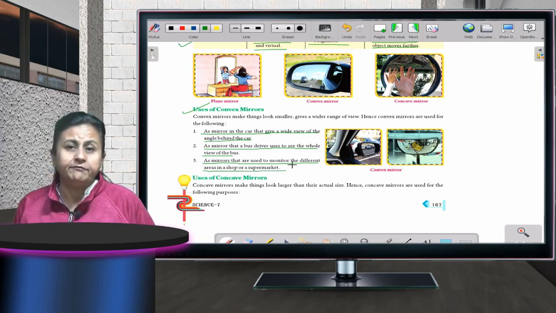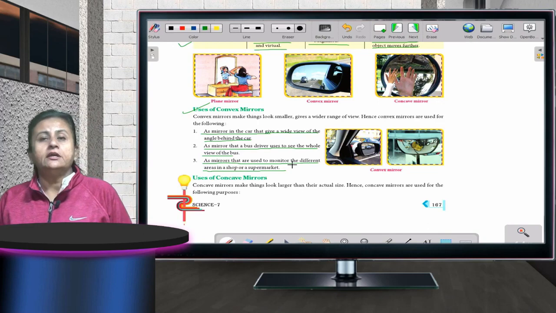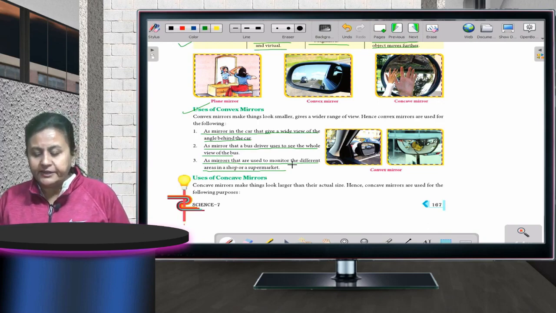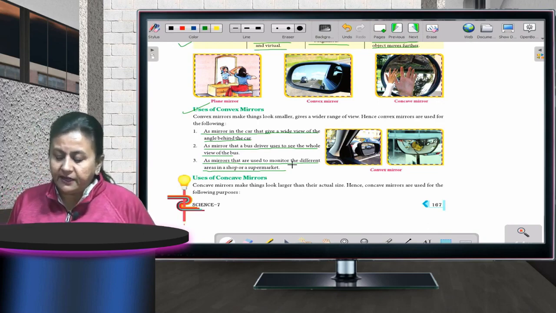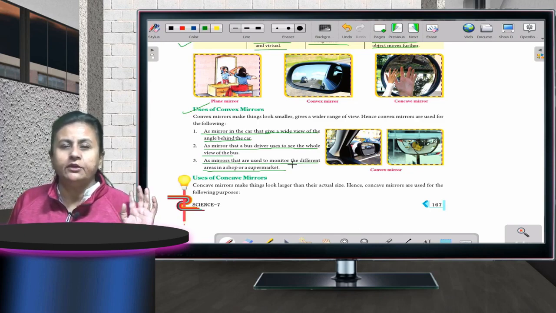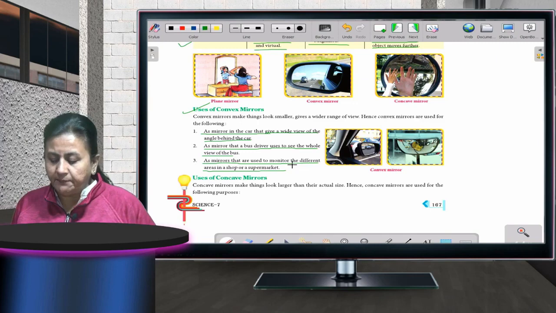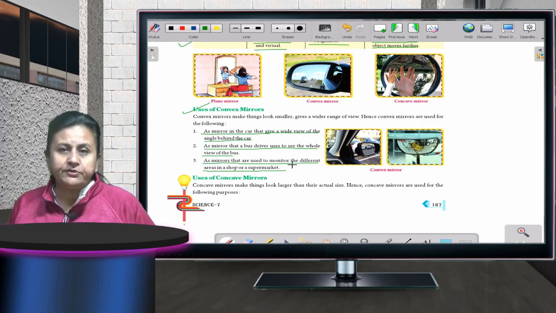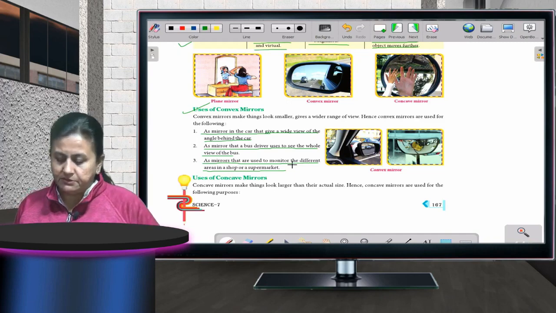Fine children, where are we using? We are using it in the cars, at the side of the car, so that it can give a proper view of what is outside, how many vehicles are running on the road and where your car is. Then the bus driver uses it in the front seat so that he can see the back view of his entire bus. And as mirrors that are used to monitor different areas in a shop or supermarket.